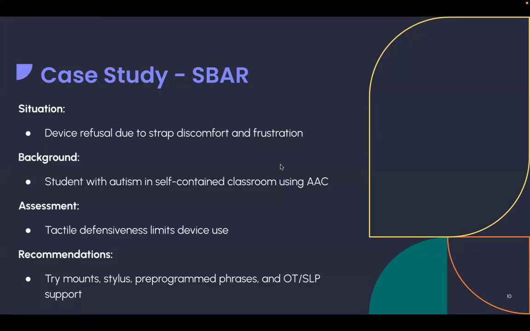So in order to support this student, we recommend several strategies. First, an alternate mounting option. So rather than a strap that goes around her neck, potentially a desk clip or a waist mount. So that way she can avoid the strap catching her hair. Also, using a stylus would allow her to make selections without direct tactile contact with the device. Pre-programmed phrases like "I don't like this" or "help me" may provide a way to express her needs when she is frustrated.